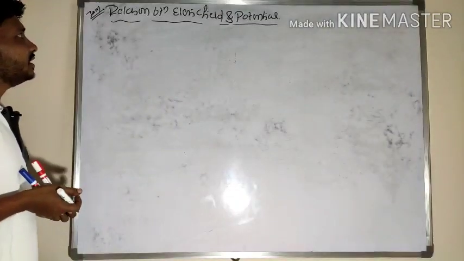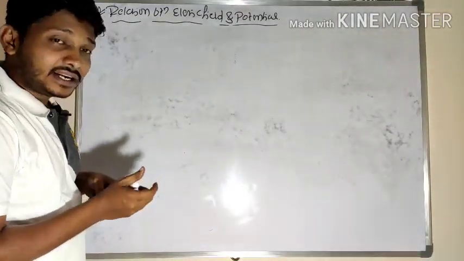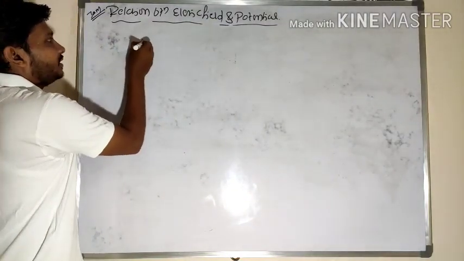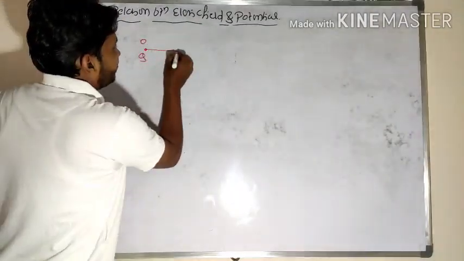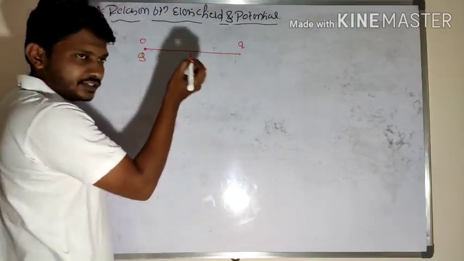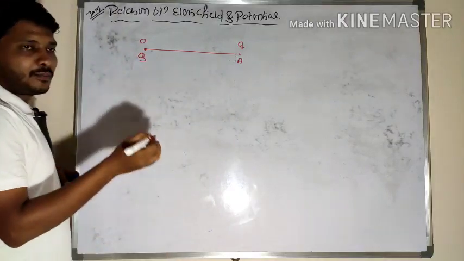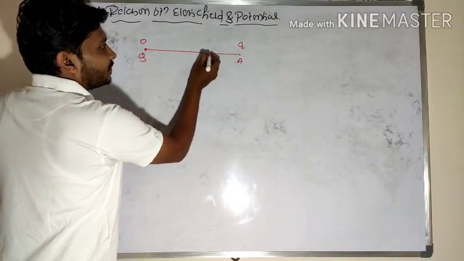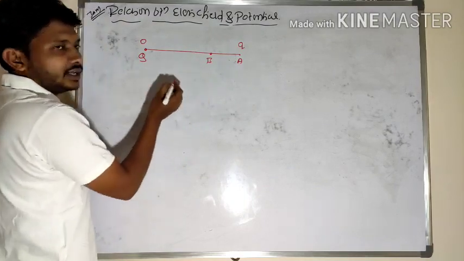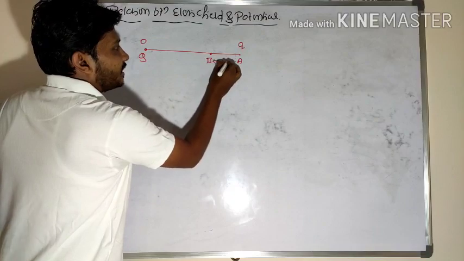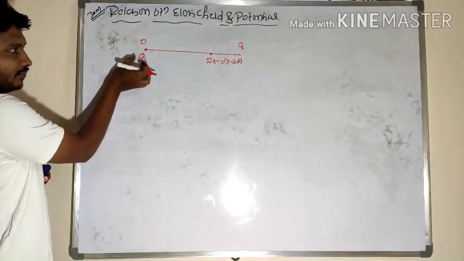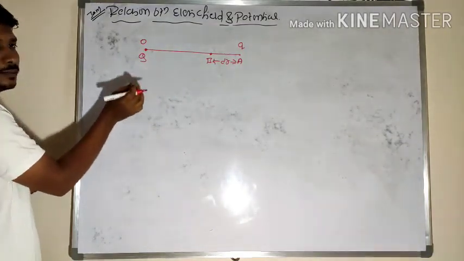Let me begin with the relation between electric field and electrostatic potential. First I will choose one source charge, placed at point O. At a certain distance from the source charge, I will consider one test charge, placed at point A. I want to bring the test charge from point A to point B. The displacement I will take as dr. This source charge, for my convenience, I took as a positive charge.